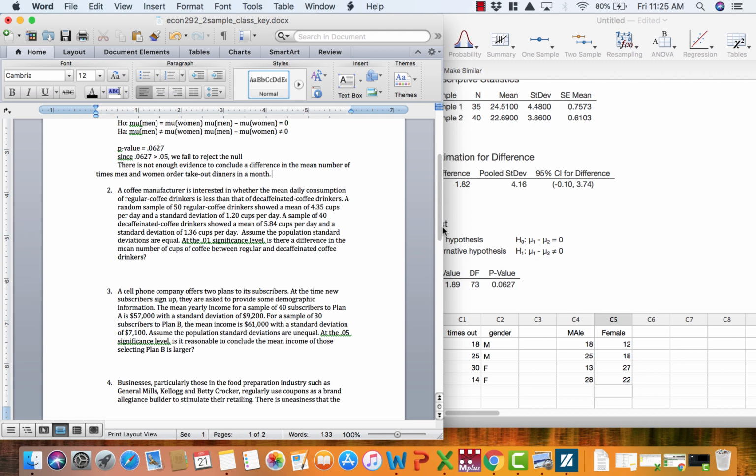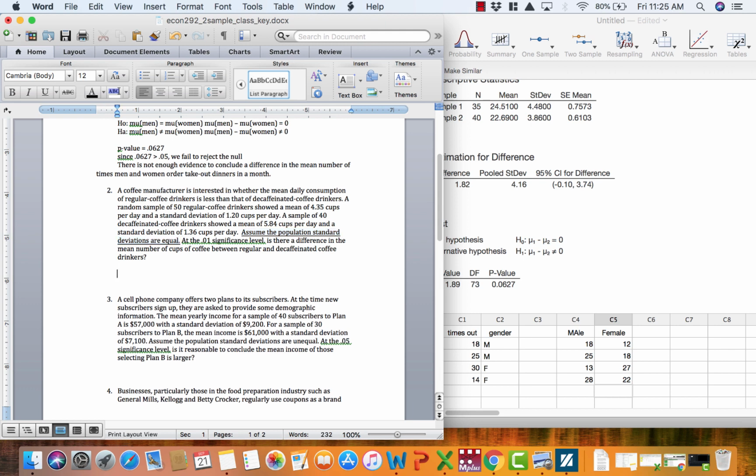All right, at the 1% significance level, is there a difference in the mean number of cups of coffee between regular and decaf coffee drinkers? Well, again, besides the fact we know that all of these are going to be two sample t problems, we know this is not a paired t because we are reading this sentence right here that tells us to assume the population standard deviations are equal. Okay? All right. So let's write our null and alternative hypothesis.